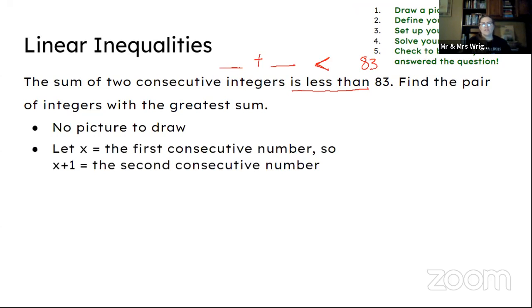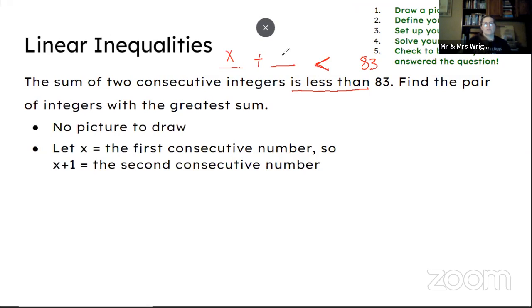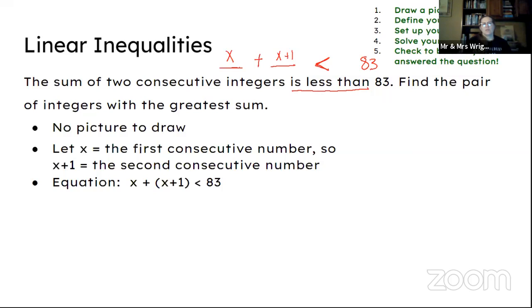Second thing, we're going to define our variable. So we're going to put x as the first consecutive number and x plus 1 as the second consecutive number. I'm going to plug that in right here, which leads me to the very next step. Determine our equation: (x) + (x + 1) is less than 83.